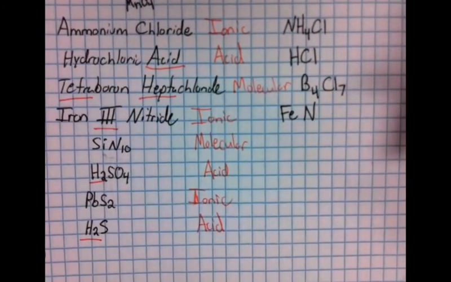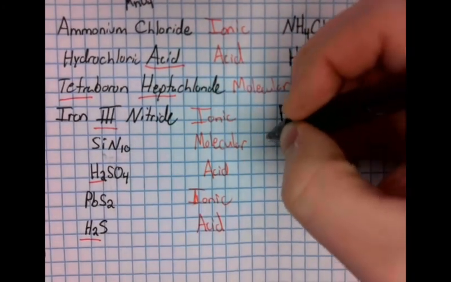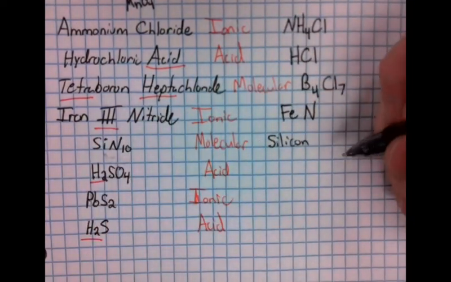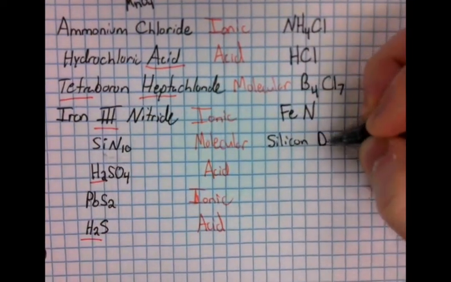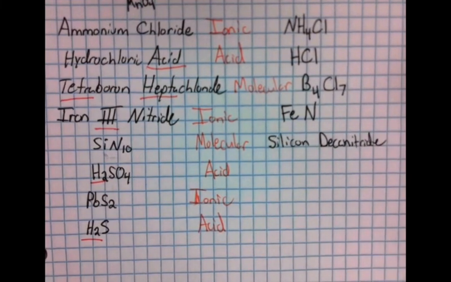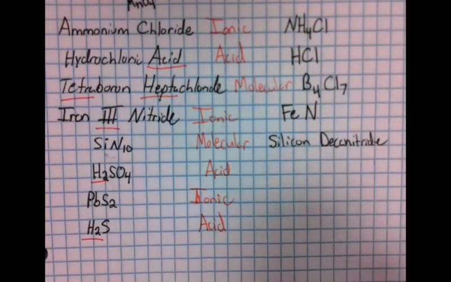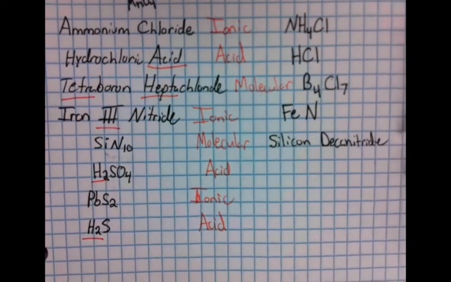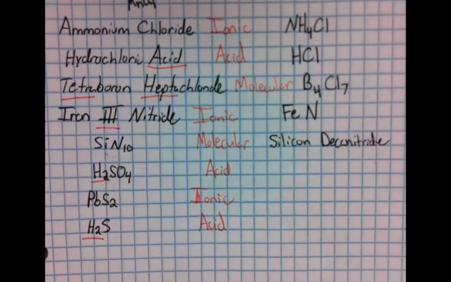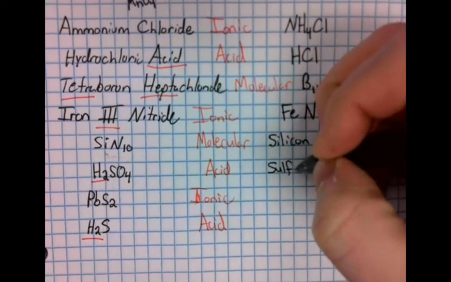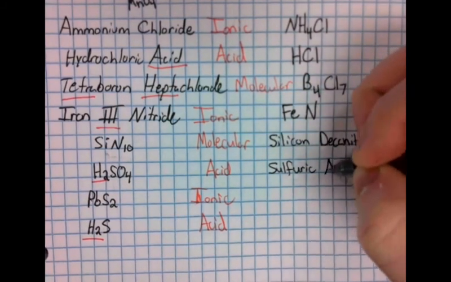For formulas to names, SiN10, that would be silicon. Doesn't need a prefix because there's only one if it's the first thing. And then it would be decanitride. Deca means 10, nitride meaning nitrogen, and then ide meaning it's attached to the piece before it. H2SO4, we look at SO4. SO4 is sulfate. I ate some acid and it was ic, so you will either get sulfic or the more common way is sulfuric acid.